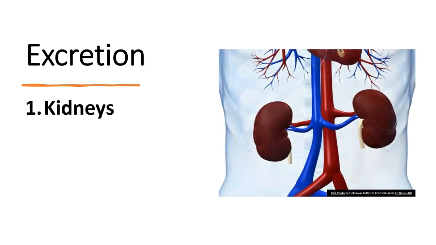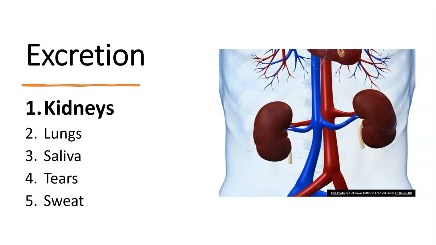Now, the most common route of elimination is going to be through the kidneys. The liver will change a drug into a water-soluble drug, and when the circulatory system reaches the kidneys, it can be filtered out and eliminated. But there are other routes of elimination: through the lungs, through saliva, and through tears, as well as sweat.